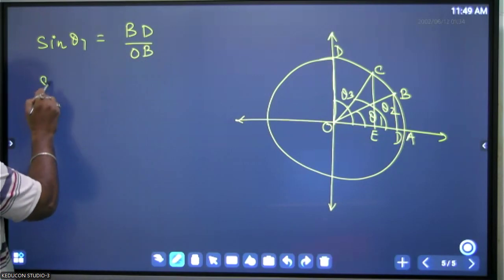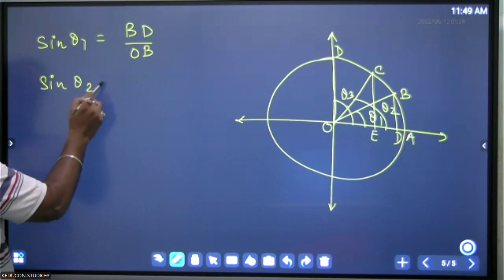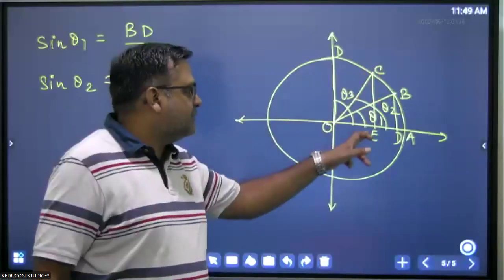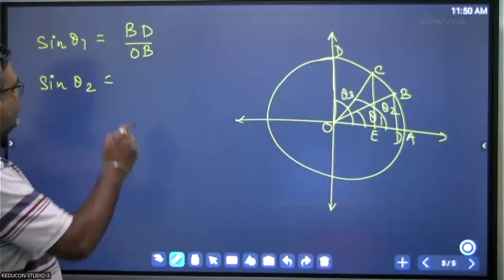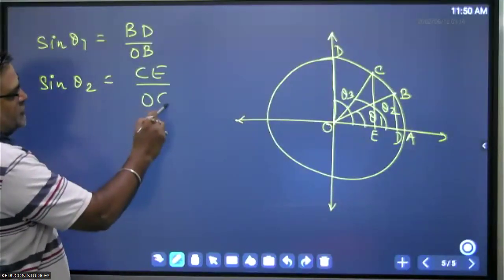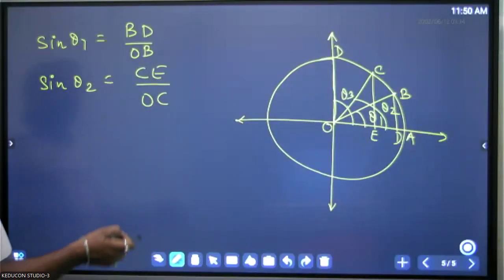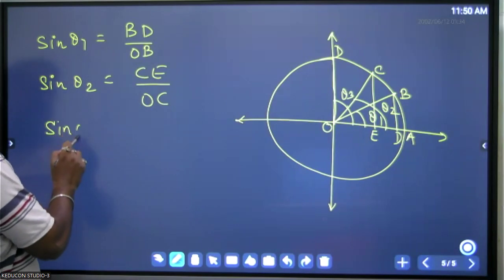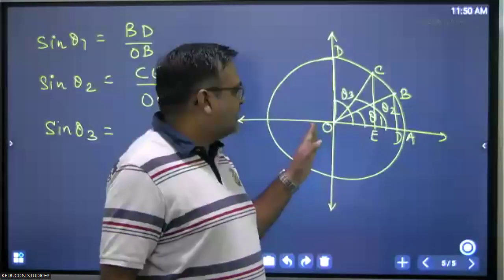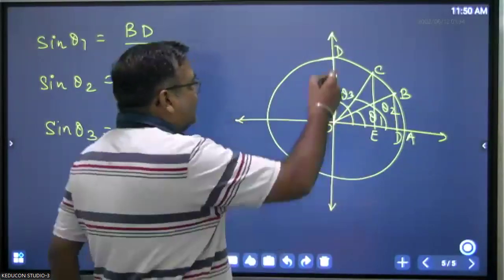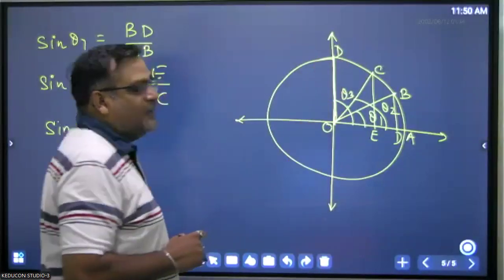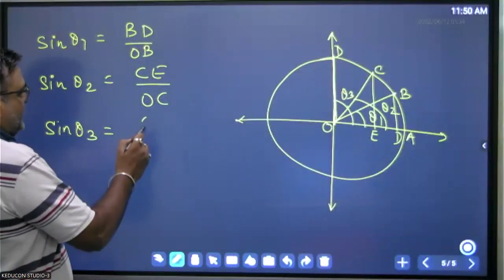If you take sine theta 2, what will be sine theta 2? Now in this case, the perpendicular is CE and hypotenuse is OC. And if we take sin theta 3, then here whatever is the radius, this same length will be the radius, this same length will be the hypotenuse.